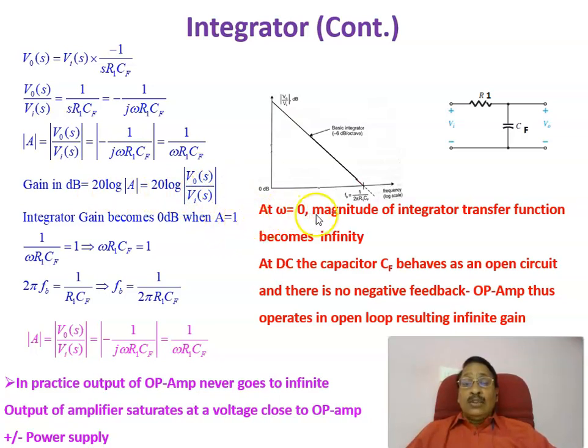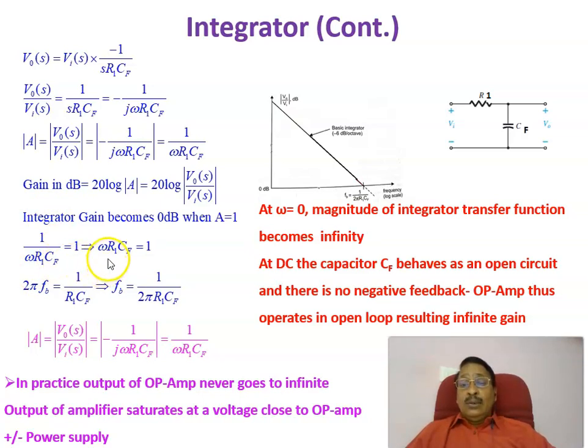Therefore, at omega equals 0, the magnitude of the integrator transfer function becomes infinity. 1 by omega R1 Cf is the magnitude of this gain. Gain magnitude means the magnitude of output voltage divided by the magnitude of input voltage. That is given by the gain of the integrator, 1 by omega R1 Cf, where omega equals 2 pi f.